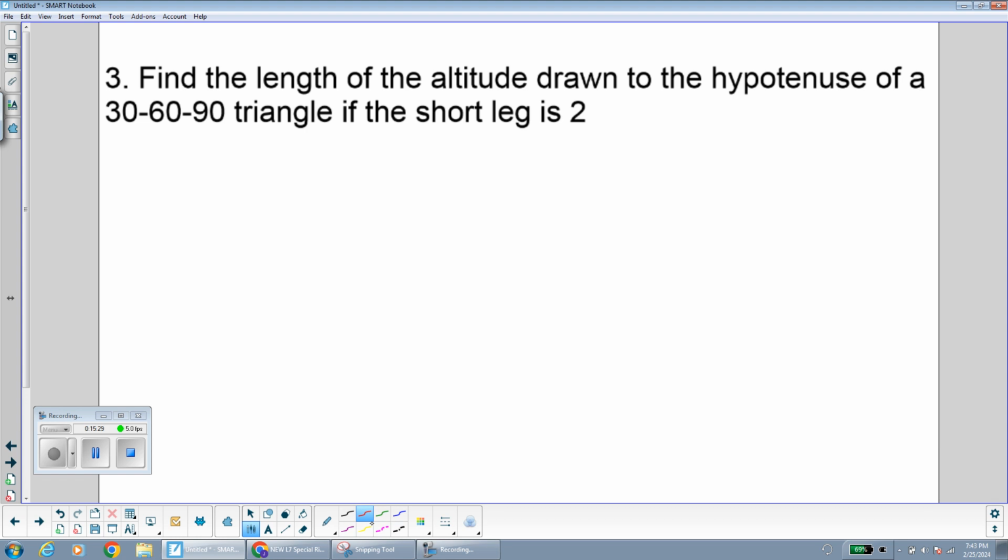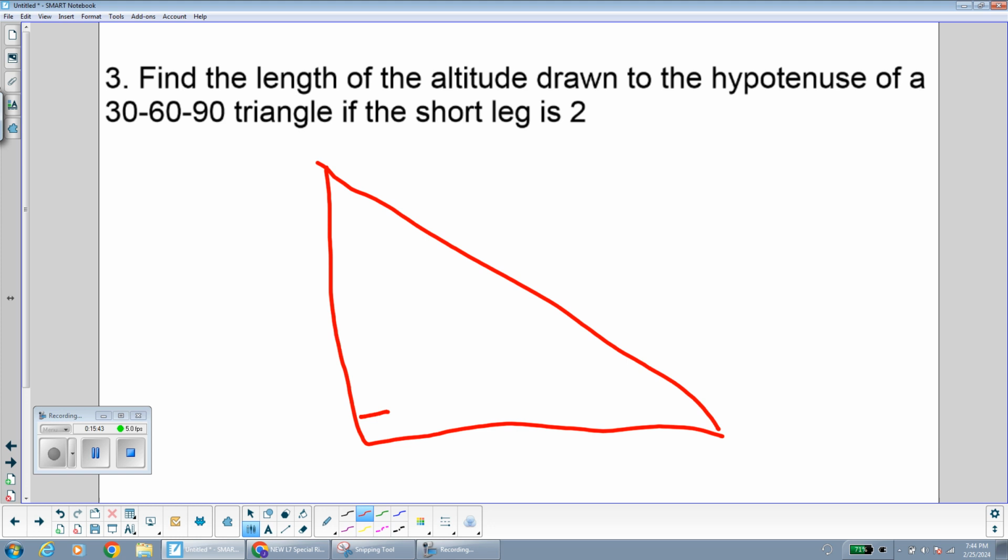We're going to take a look at this next question. It says find the length of the altitude drawn to the hypotenuse of a 30, 60, 90 triangle if the short leg is 2. So we're talking about a 30, 60, 90 triangle here. So let me make one. It doesn't matter which one I make the 30 and which one I make the 60. But if I made the 30 here, then that's going to be the shorter side. And if I made the 60 here, then that side's going to be longer. And this is the hypotenuse.